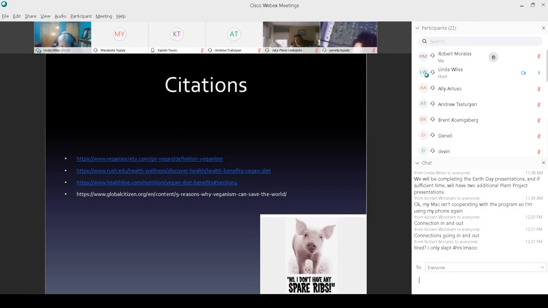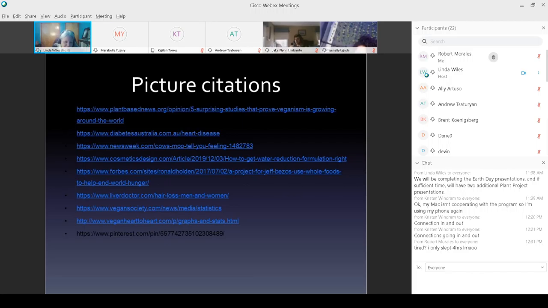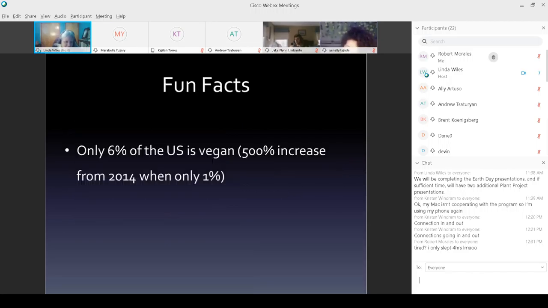No, I don't have any spare ribs. That is seriously cute. And piglets are absolutely adorable. Grown-up pigs, not so much. They can be quite difficult. But piglets are cute, I agree with that. Okay, all right. Well, thank you.